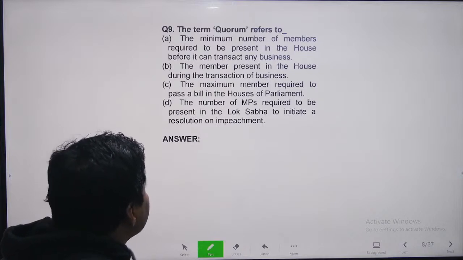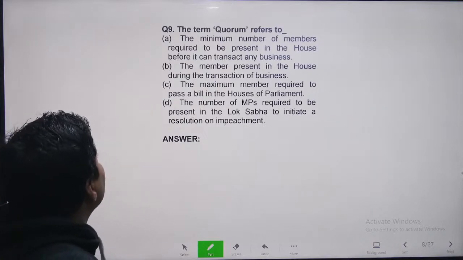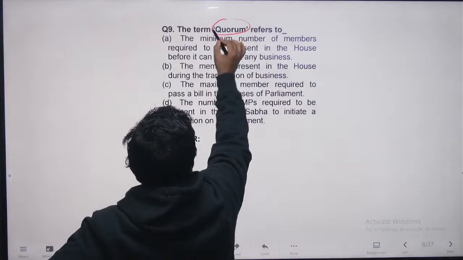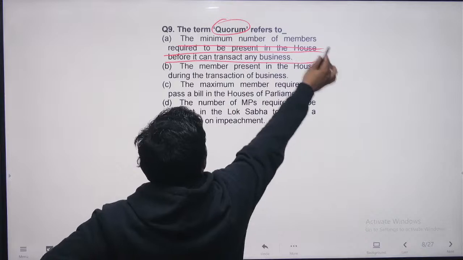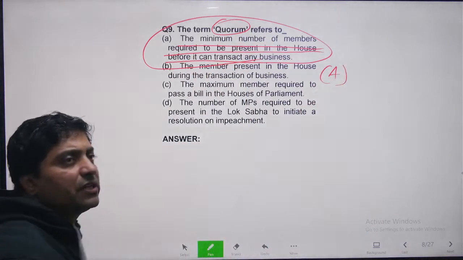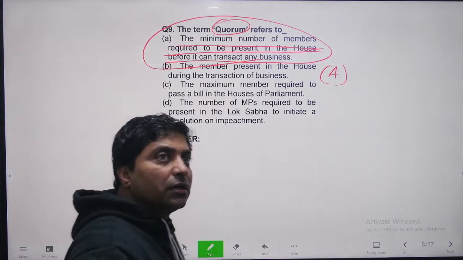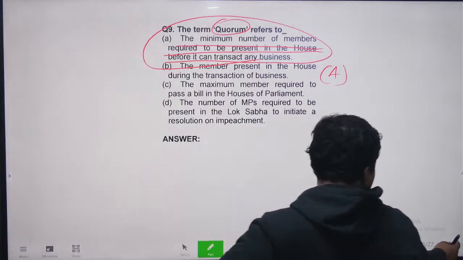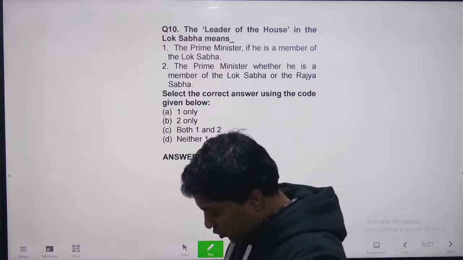The maximum members required to pass a bill in the House of Parliament. The number of MPs required to be present in the Lok Sabha to initiate a resolution on impeachment. No, the quorum is the minimum number of members required to be present in the House before it can start any business. So A is the correct answer. Now it's very easy, very clear, right? Clearly written. Fine. Now look at the next question.